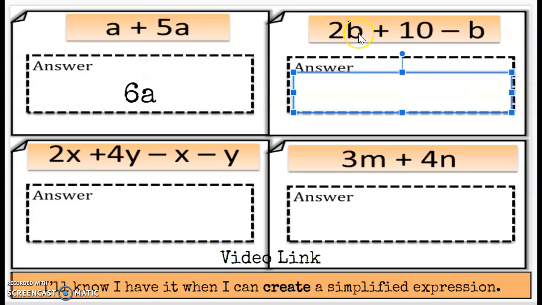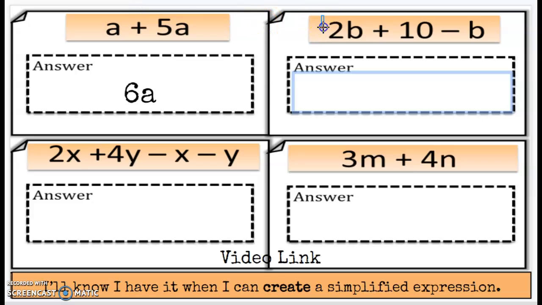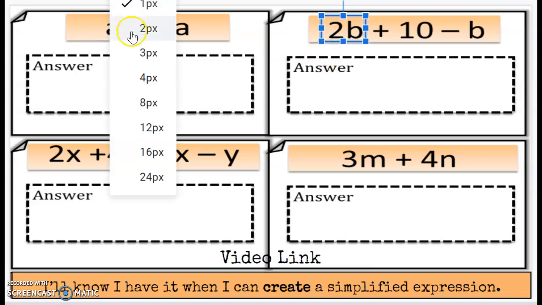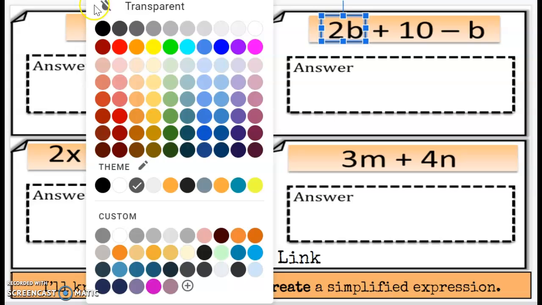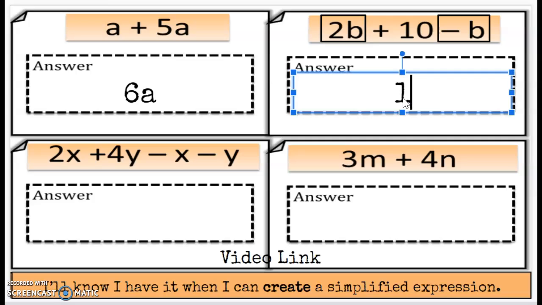Over here I have 2b plus 10 minus b. So I am going to go ahead and put a shape around what I want to combine. So I have my 2b here, and then I have this negative b. Now remember, when there's not a number in front of it, we can assume there's a 1, so it would be negative 1b. So 2b minus b, or minus 1b, just gives us 1b. Now I don't have to do 1b, I can just leave it as b. And then I just bring down my 10.